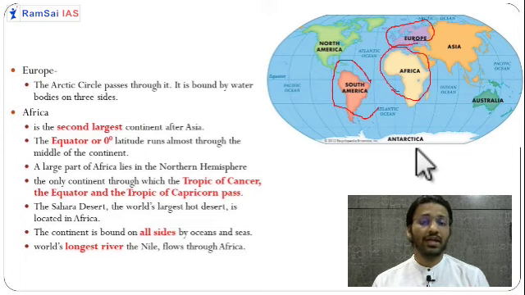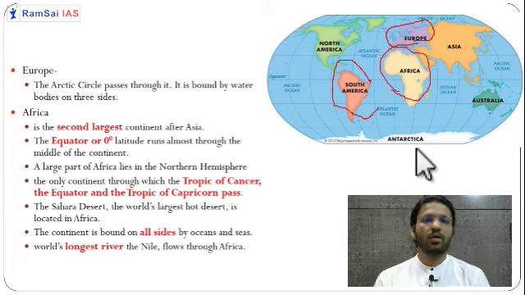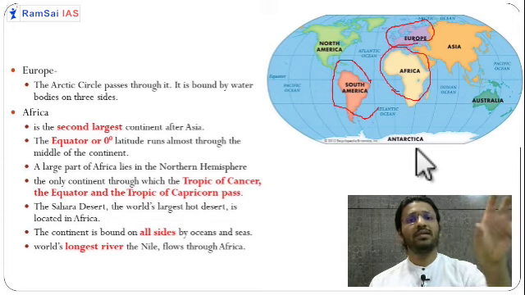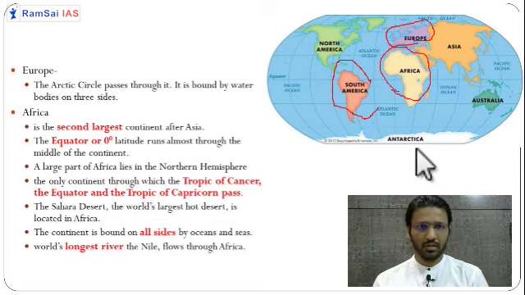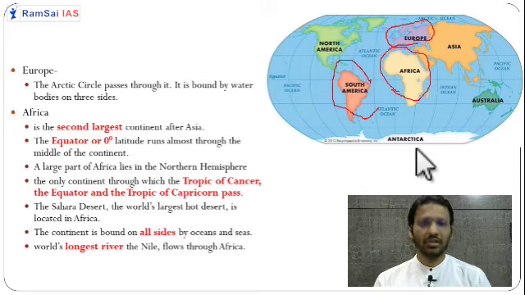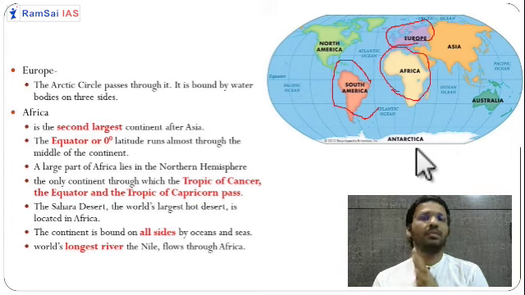So Africa is the only continent through which the equator, the Tropic of Cancer, and the Tropic of Capricorn, all three important latitudes, are passing. Okay, so 0 degree latitude, 23.5 north and south, all are passing through Africa. So it is present in both hemispheres. Getting it? It is present in the northern hemisphere as well as the southern hemisphere. Okay, so a huge part of it is present in the northern hemisphere.